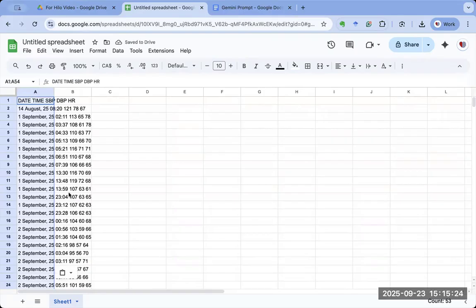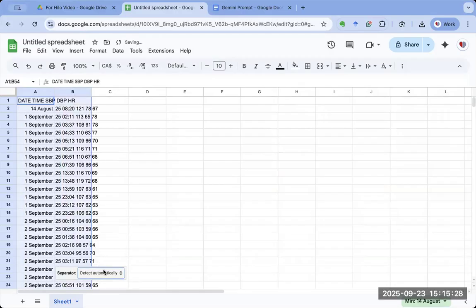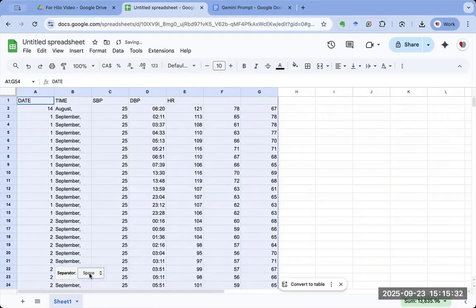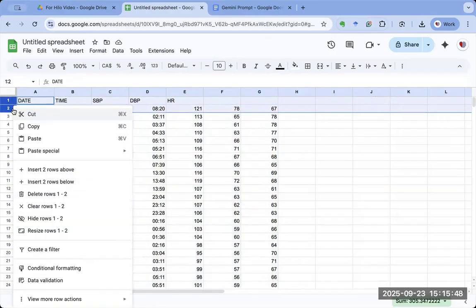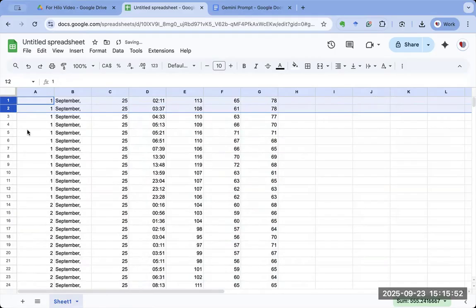Now, when you paste, you can see that what you need to do is split text to columns, and instead of detecting automatically, you select the space. So that is how it's supposed to separate it. Now you can see the columns are not labeled correctly, and I'm going to delete the first two rows, because one is a 14th August. So delete rows, sorry, not columns, rows.